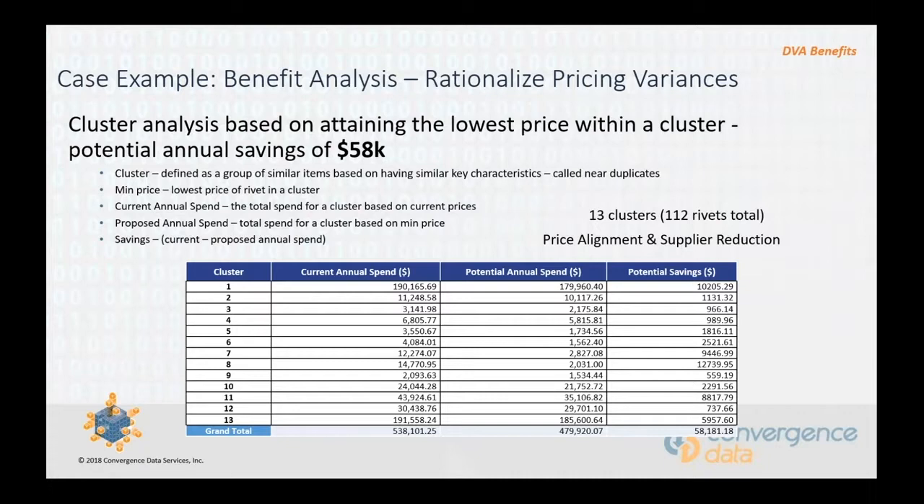And then that's the current spend. And then we look at potential annual spend based on the lowest cost item in the cluster. And from there, we're able to derive potential savings. And you can see that's how we came up with our $58,000 in savings. It's based on if they were able to normalize the pricing on these rivets to the lowest priced item in the cluster, they can achieve close to $58,000. And you don't even need to update a part in a bill of material. This is just the work that the supply chain can do to achieve these savings without taxing engineering to do anything.